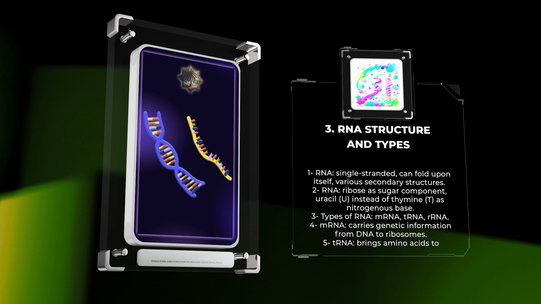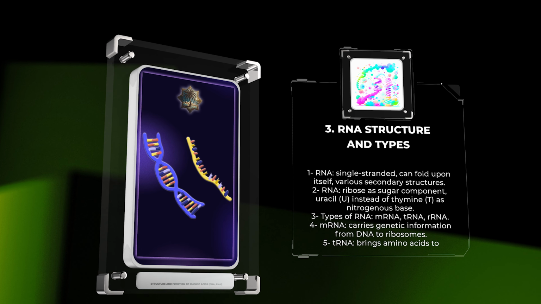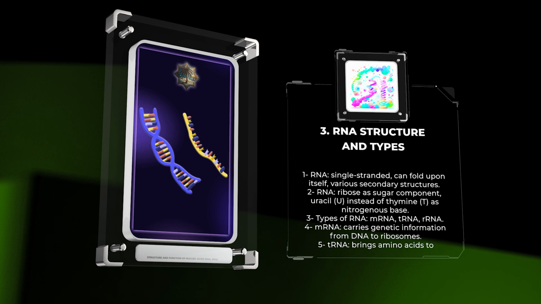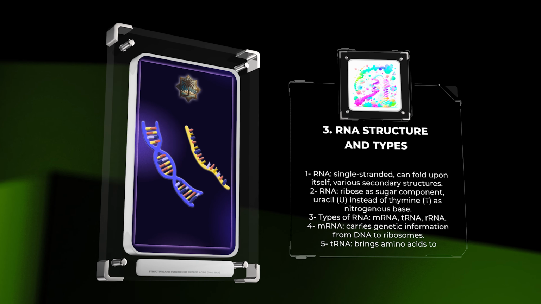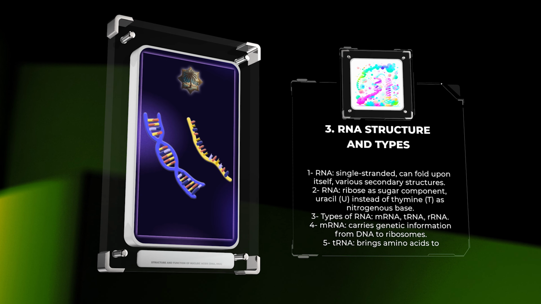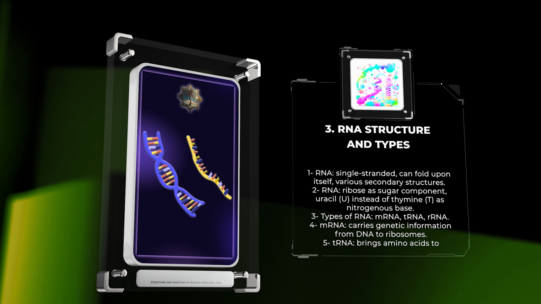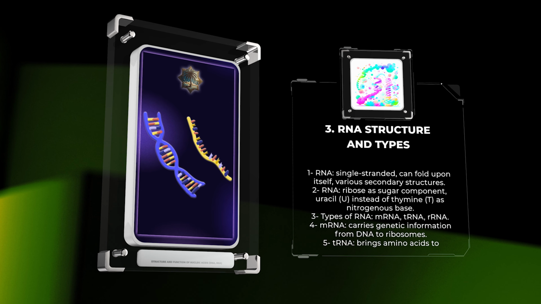RNA, rRNA. mRNA carries the genetic information from the DNA to the ribosomes during protein synthesis, while tRNA brings the amino acids to the ribosomes for protein assembly. RNA, along with various proteins, forms the structure of ribosomes, which are responsible for protein synthesis.